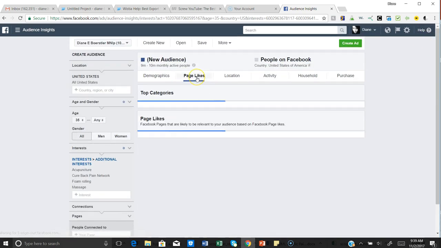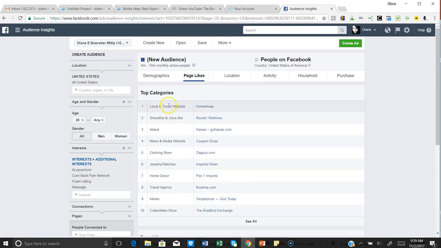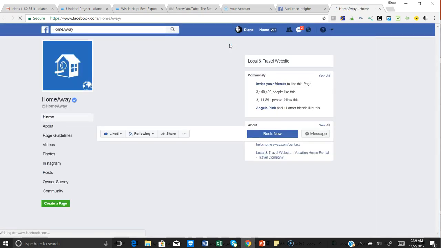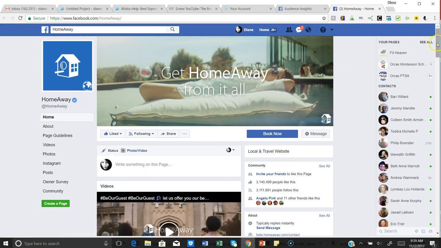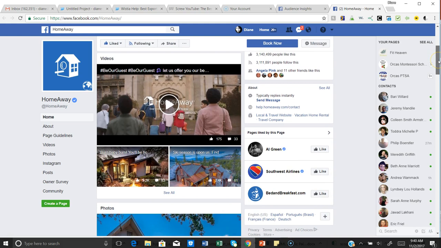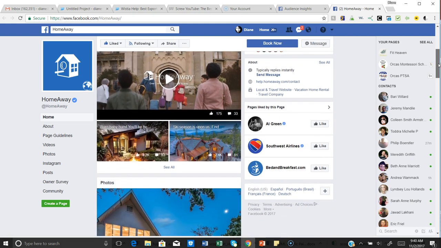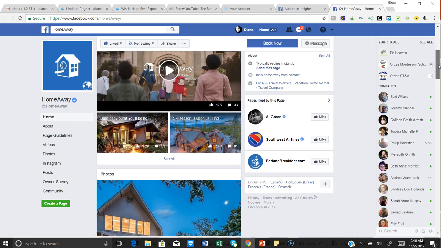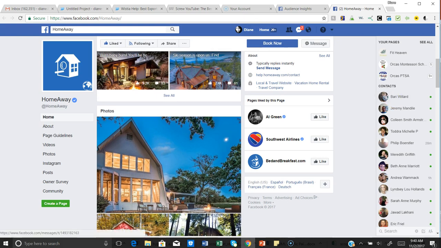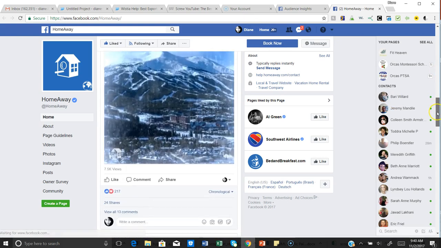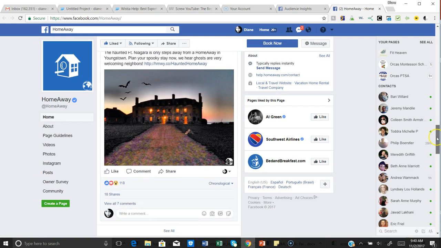So let's go over here. Even more cool stuff. What pages do they like? What matters to them? The number one page that this group of people likes is HomeAway. Let's see what that looks like. And again, this is for back pain. It's really interesting. HomeAway, get home away from it all. What's this page about? Why would they even be following this page? They are travelers. These people like to travel. Ski season is upon us, right? This is high-end travel, local and travel websites. These are exotic locations. They care about their experience.